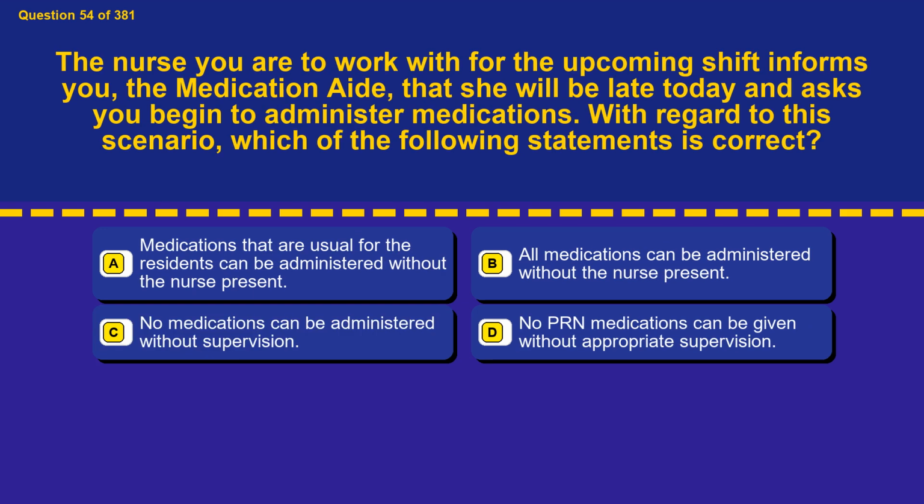Question 54. The nurse you are to work with for the upcoming shift informs you, the medication aide, that she will be late today and asks you to begin to administer medications. With regard to this scenario, which of the following statements is correct? Option A, medications that are usual for the residents can be administered without the nurse present. Option B, all medications can be administered without the nurse present. Option C, no medications can be administered without supervision. Option D, no PRN medications can be given without appropriate supervision.